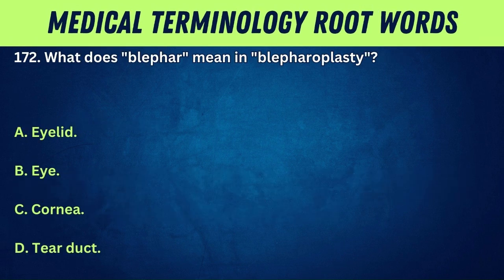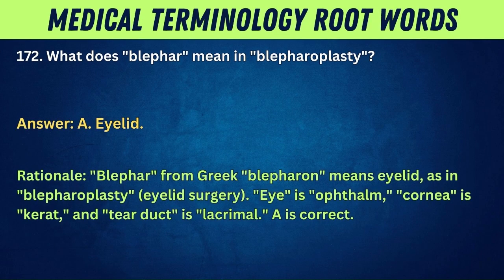172. What does blephar mean in blepharoplasty? A. Eyelid. B. Eye. C. Cornea. D. Tear duct. Answer: A. Eyelid. Rationale: blephar, from Greek blepharon, means eyelid, as in blepharoplasty, eyelid surgery. Eye is ophthalm, cornea is kerat, and tear duct is lacrimal.